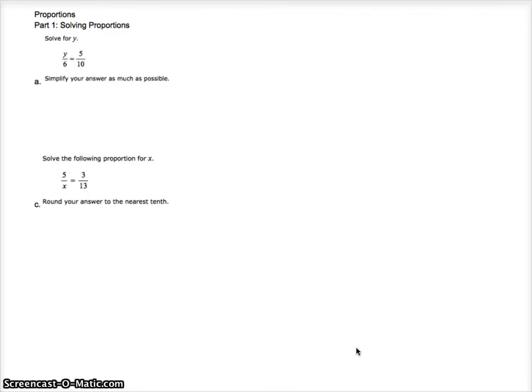We are going to look at solving proportions. Before we get started, we need to note that proportions are just the equivalent ratios. But we have a very specific way that we're going to work with solving them.